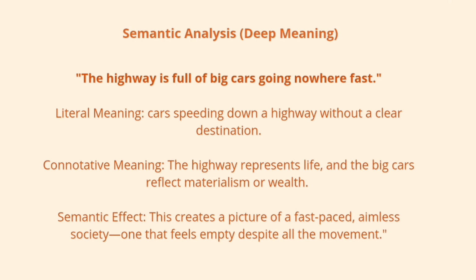This describes cars speeding down a highway without a clear destination. Connotative meaning: the highway represents life, and the big cars reflect materialism or wealth. The phrase "going nowhere fast" shows that even though people seem busy, their actions lack true meaning or direction. And semantic effect: this creates a picture of a fast-paced, aimless society, one that feels empty despite all the movement.